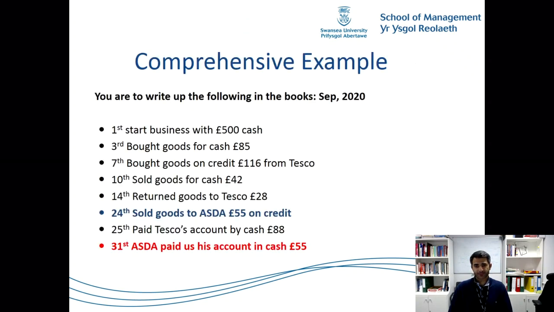And the last transaction, if you look at the 24th of September, what happened? You sold goods to Asda, £55, on credit. So you sold goods, but you haven't received any cash. This is why you opened trade receivables. But now on the 31st of September, Asda paid you the £55, the money Asda owes you.